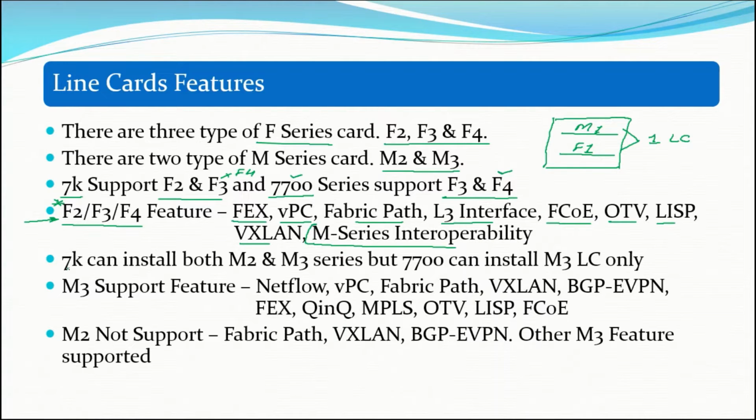Same thing is for 7K for M series of line card. They have the option to install M2 and M3 series of line card. But in the advanced series, the next generation of the switch, they can have the option of M3 only, with a specific module, a specific technology as well. Right? So this 7700 cannot be used for M2 series of line card.